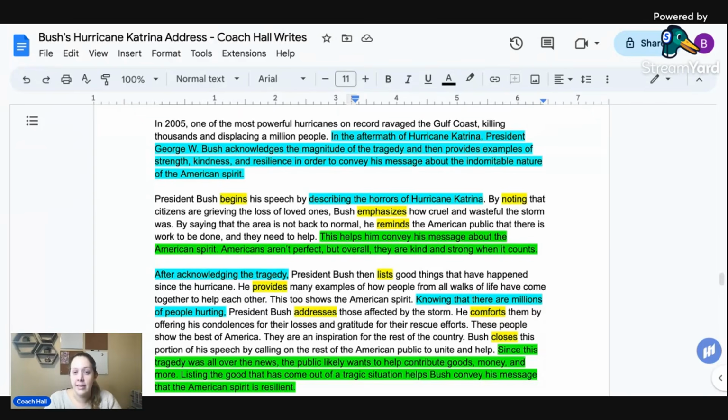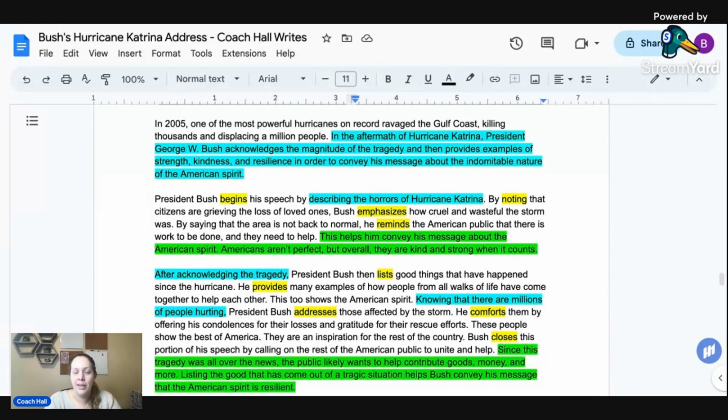So I look at this thesis and I would assume that the first paragraph is going to be about how he acknowledges the magnitude of the tragedy. That's something that he intentionally does. And I would assume that the second paragraph is going to be about the examples that he provides. Technically, to be defensible, we just want to see rhetorical choices, but I tell my students it's really two parts, rhetorical choices and then the message, argument, or purpose. And so you can see that we have the specific message here. Don't just say, in order to convey his message, actually tell us what the message is.